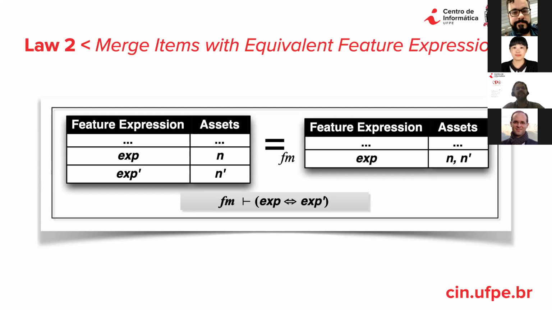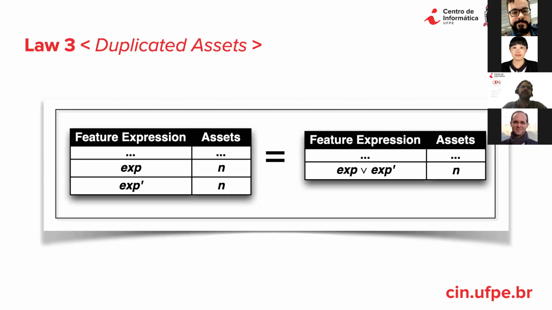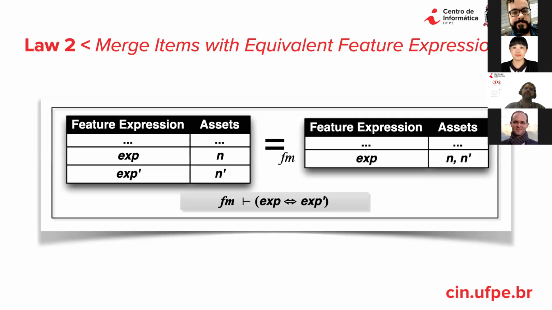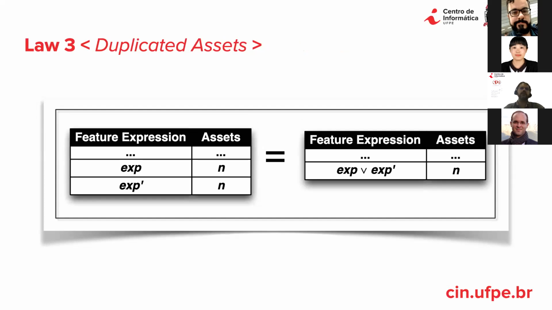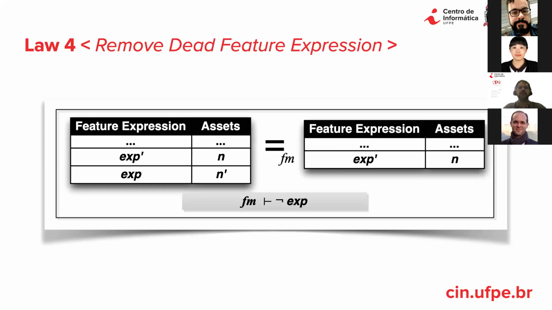In a similar line of reasoning, in the previous law we focused on things that are equivalent on the left-hand side of the model. Now we focus on the right-hand side of the model, and you see that you have different expressions, but you have the same asset on the right. So you could just join those expressions with an OR, resulting in a single entry associated with this asset. So this could be a way of reducing the size of this model, but on the other hand, you could introduce a feature expression that is more difficult to read. So that's something that should be taken into account while performing some of those changes.